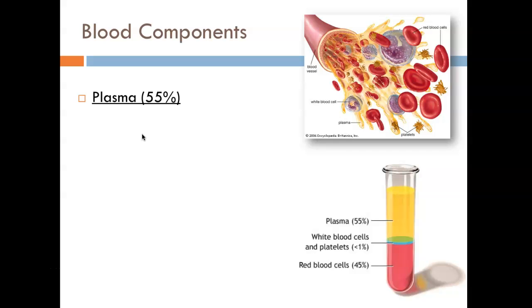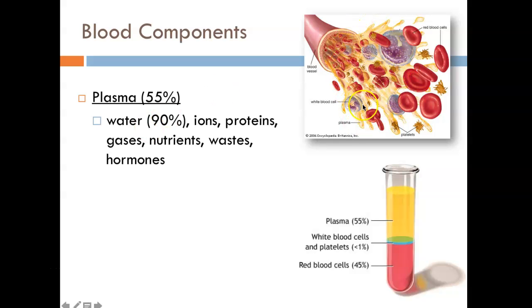Okay, blood components. This is a really cool picture. I love this picture. It's so action-packed. So your blood is going to be composed of plasma, white blood cells and platelets, and then red blood cells. If you took a test tube with blood in it and put it into a centrifuge and spun it, this is how it would separate out. And that's actually what they do. If you donate plasma, that's how they do it. They're going to separate out the plasma from the red blood cells, and they'll keep your plasma, and then they'll put your red blood cells back.